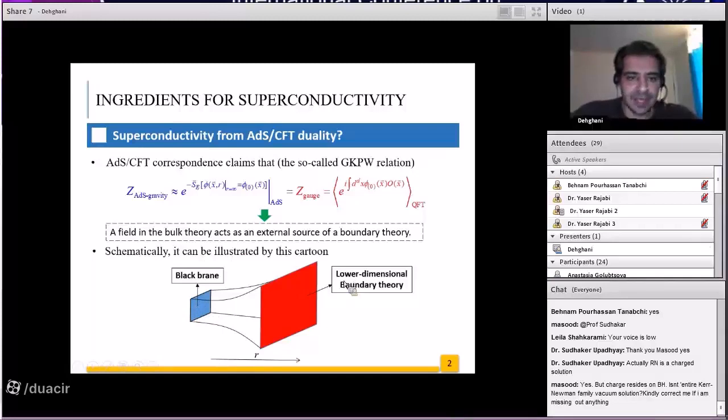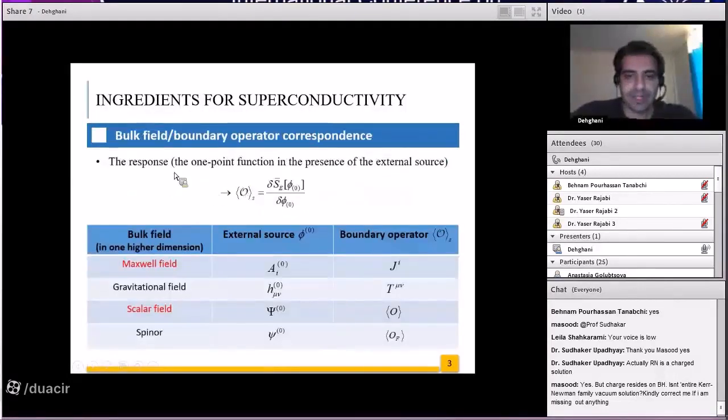Here we have a black brane, the asymptotic region, and the lower dimensional boundary theory. Using this relation, it's inferred that one can find the response or boundary operator as shown here. Some examples are summarized in this table. The bulk fields are dual to operators with external sources.